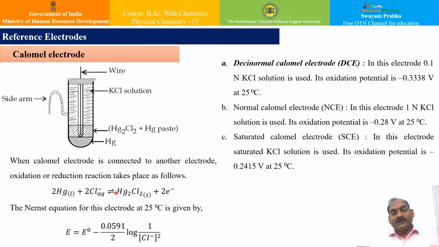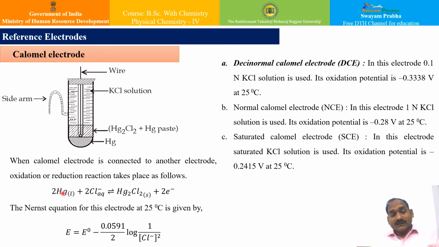Now, this equilibrium sign is shown just for the sake of understanding that it can also act as a cathodic electrode. If I connect it to an electrode where it has to gain the electron, in that case I will reverse this reaction: Hg2Cl2 solid plus 2 electrons gives twice Hg liquid plus 2 Cl minus aqueous. So this way also we can do it. From right to left also it can go.